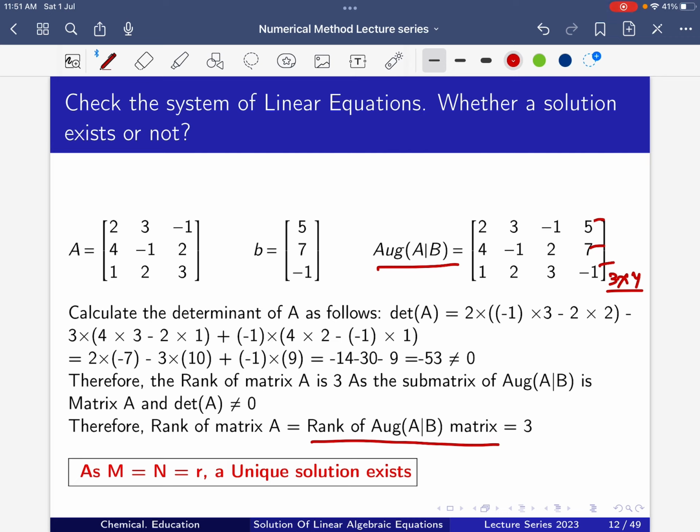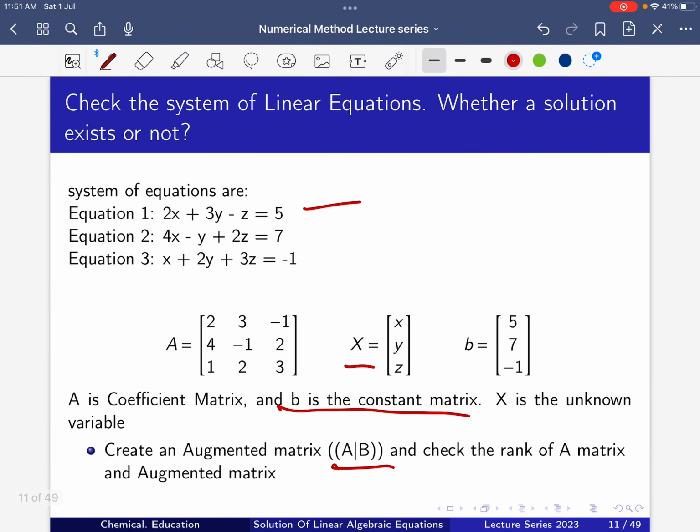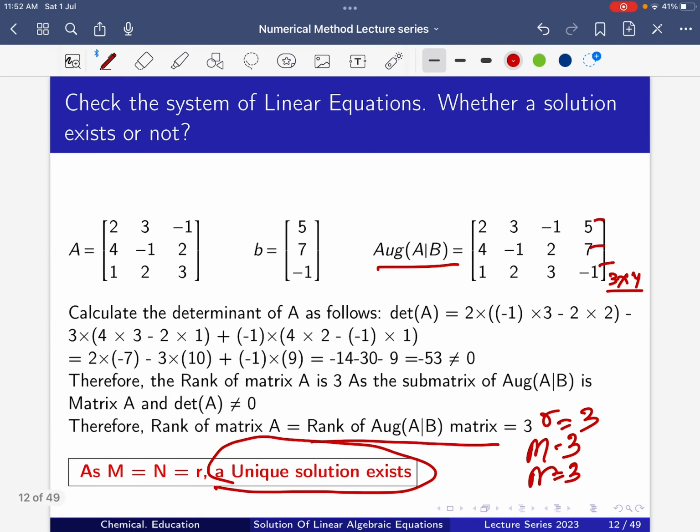Now here we have M equations, and we are taking 3 equations, so M is 3. The number of variables is also 3, and the rank we also get is 3. So the rank is 3, the number of equations is 3, the number of variables is 3, so M is equal to N is equal to R, so a unique solution exists. Similarly, we can do this for any number of equations. First we calculate the rank of the coefficient matrix A, then the rank of the augmented matrix. If the rank of the coefficient matrix is equal to the rank of the augmented matrix, which is equal to the number of equations, which is equal to the number of variables, then we will get a unique solution.